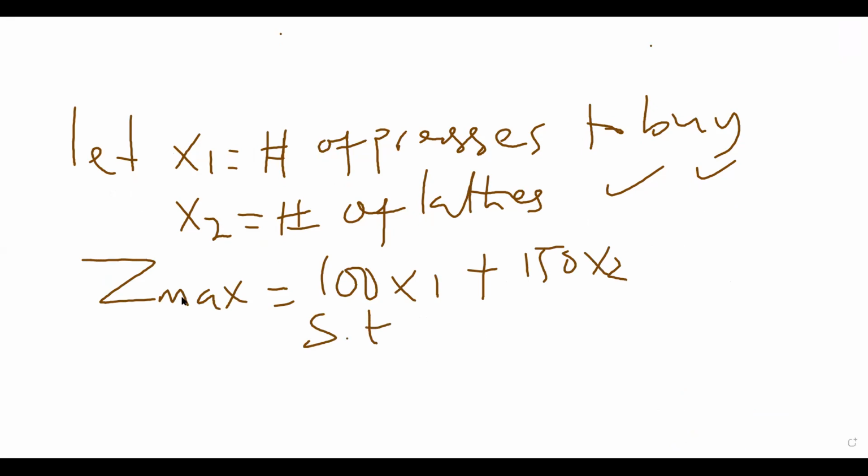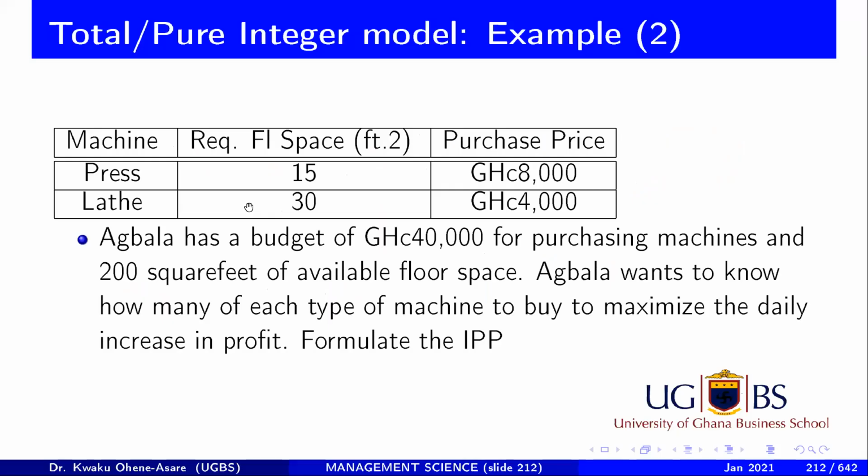What were the constraints? Well, you notice that there were two kinds of constraints given. Constraint number one was a floor constraint. Constraint number two was a purchase price constraint. For the purchase price, there's a budget limit of 40,000. And for the floor, there's a limit of 200 square feet available. All of these indicate a less than or equal to sign.